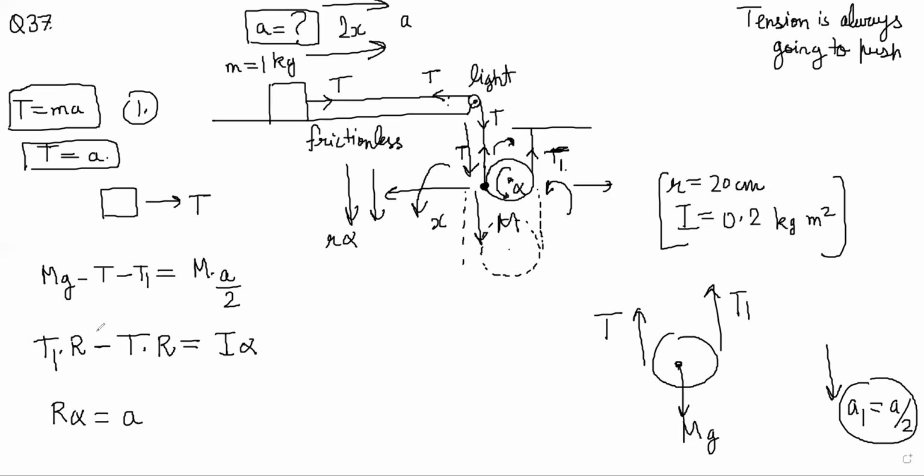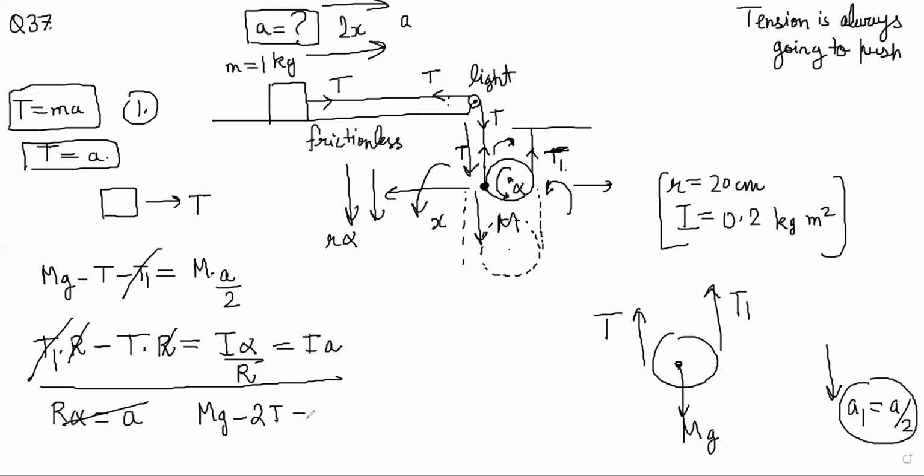So what we have to do is eliminate T1, right? So I will just divide by R here, and write alpha by R as A. So IA. And add the two equations. So that will cancel my T1, right? So you'll get mg minus 2t is equal to A common m by 2 plus I, right? Correct. So you get mg minus 2t. So 2t is what you need to find.